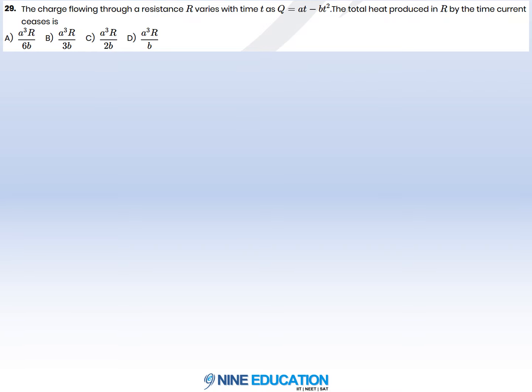The charge flowing through a resistor is given by this equation: charge is A T minus B T square. What they are asking is the total heat produced in resistor R by the time the current ceases. Current ceases means the time at which I becomes 0. But in this question I is not given, but we know I is what?